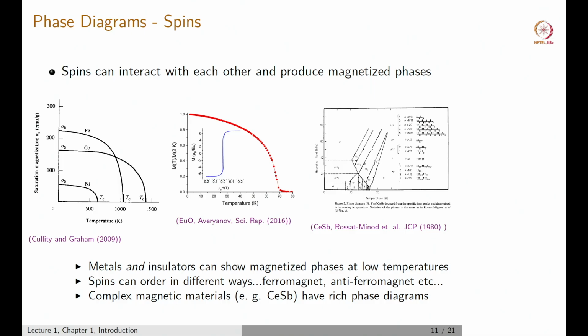So the upshot is that metals and insulators can show magnetized phases at low temperatures. Spins can order in different ways. They can be ferromagnets or antiferromagnets. And in complex magnetic materials like the ones that we have just discussed, there can be very rich phase diagrams with various different kinds of magnetic phases.